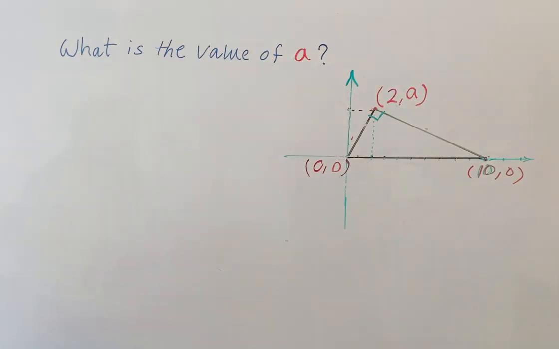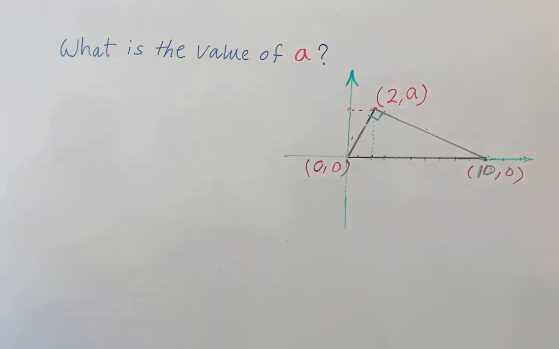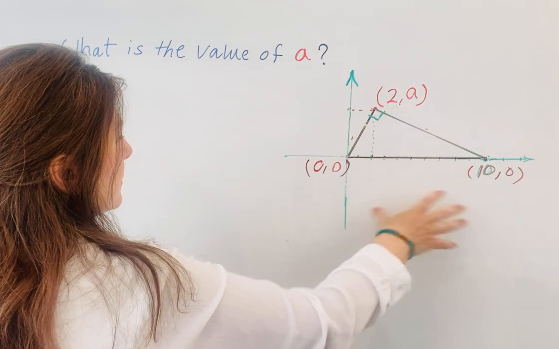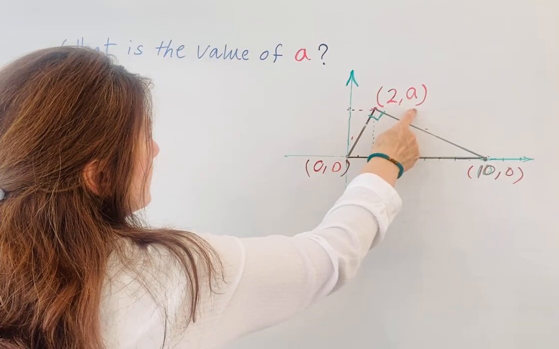I have a very interesting question from the SAT test. What is the value of A? The problem gives you 3 points on this coordinate system. Origin to A is missing.